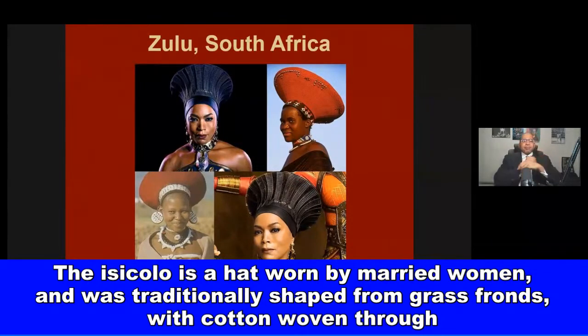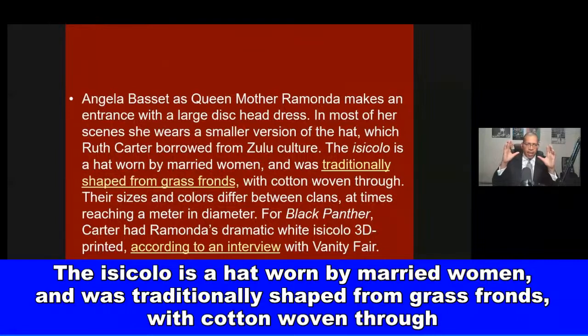The hat that Angela Bassett's character, Queen Ramonda, wears. She's actually T'Challa's stepmother, if you understand the storyline, because his birth mother dies a few days after he gives birth. That comes from South Africa. Okay, that flat disc hat is an isikolo.